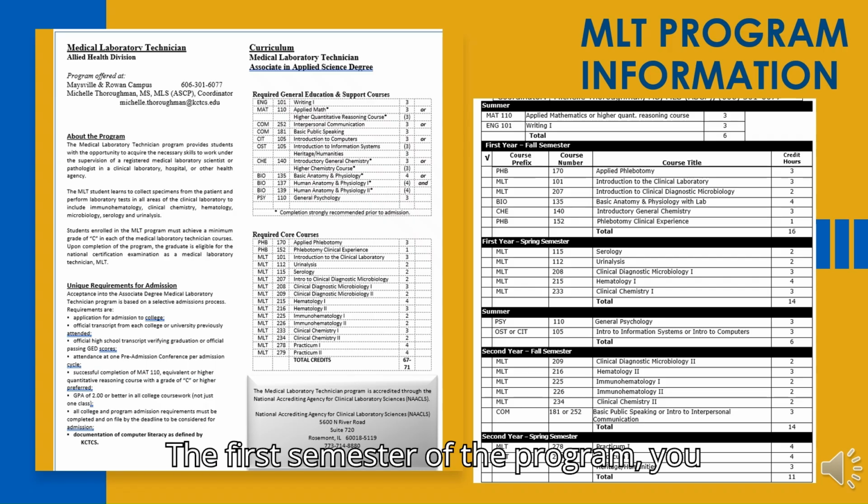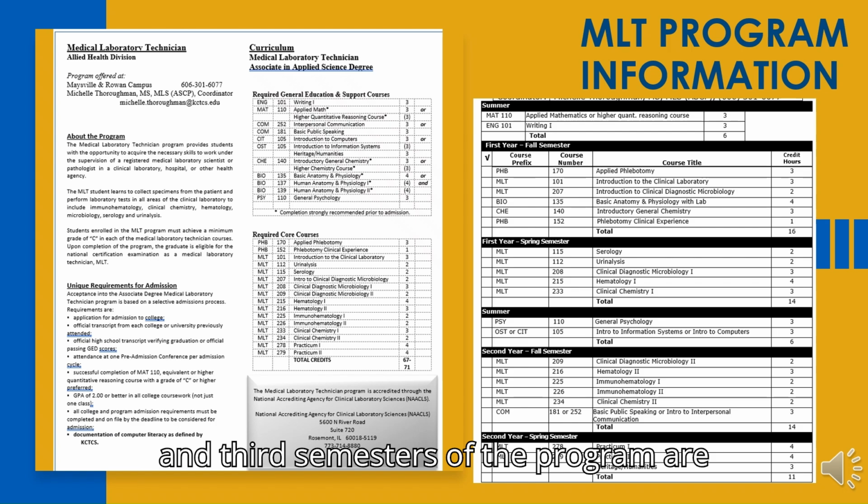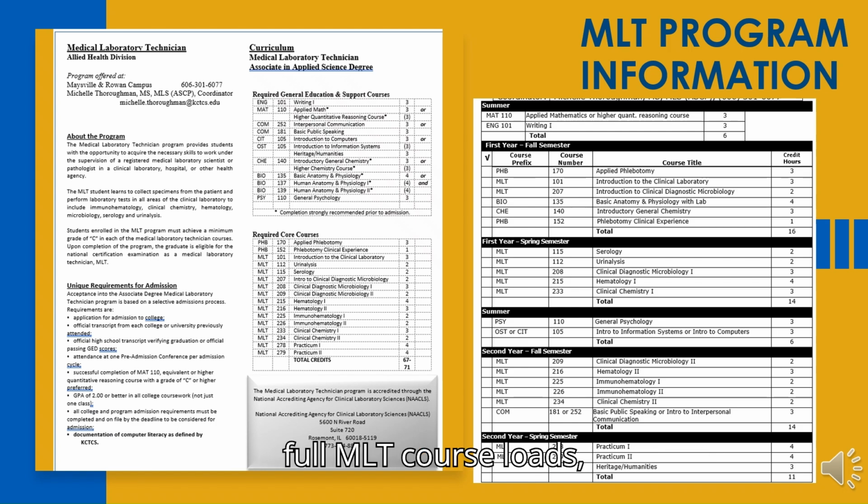The first semester of the program, you will have applied phlebotomy, introduction to clinical laboratory, introduction to clinical diagnostic microbiology, as well as a phlebotomy clinical experience. The second and third semesters of the program are full MLT course loads, including serology, urinalysis, clinical diagnostic micro 1 and 2, hematology 1 and 2, clinical chemistry 1 and 2, as well as immunohematology 1 and 2.